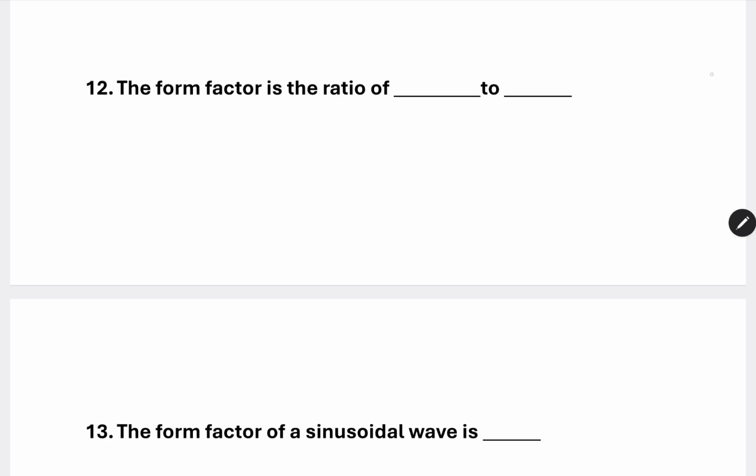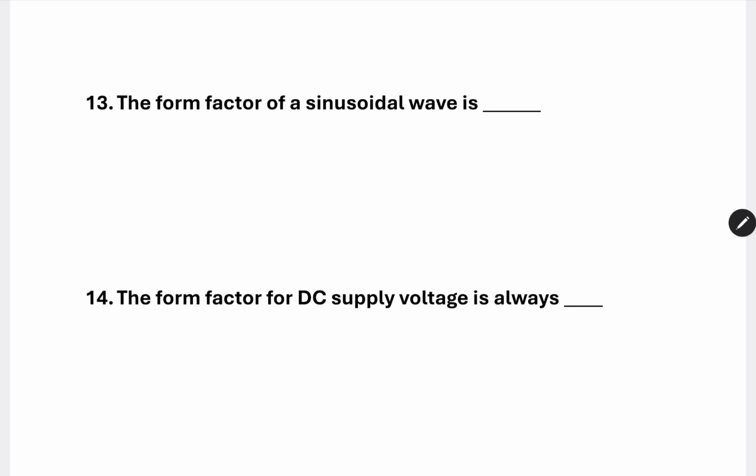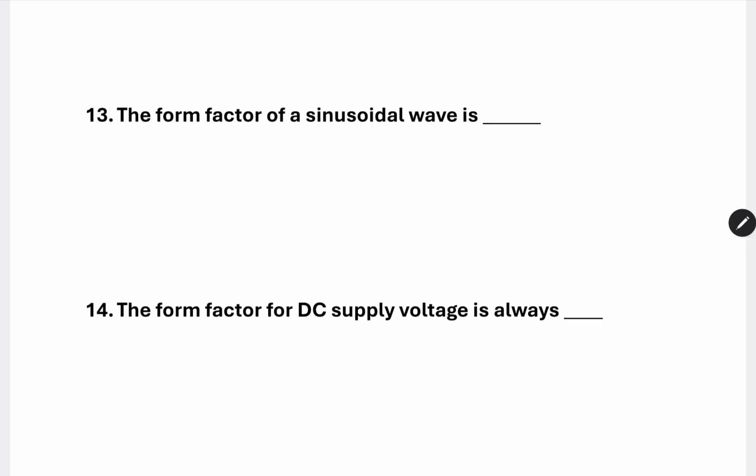Next question. Form factor is the ratio of dash to dash. Form factor is the ratio of RMS value to the average value. Form factor of a sinusoidal wave is how much? For a sinusoidal wave, form factor is 1.11. Don't confuse, for all waves form factor is not 1.11. Only in case of a sinusoidal wave, if I calculate the ratio of RMS value to the average value, we get the form factor as 1.11.